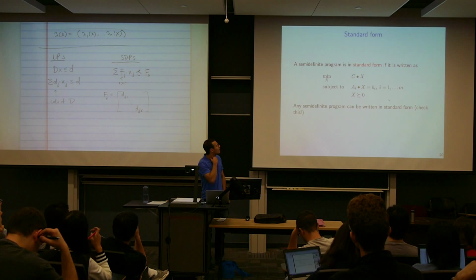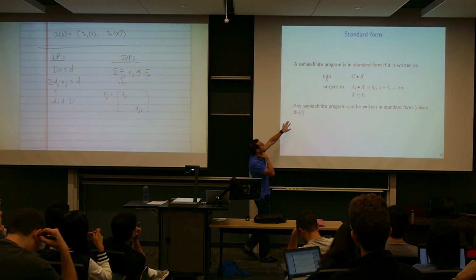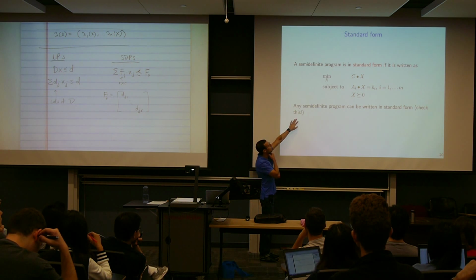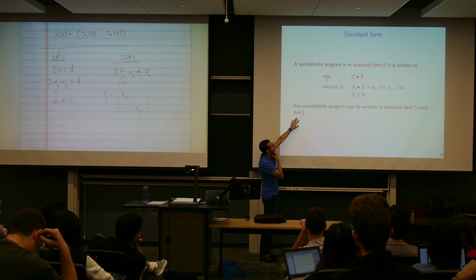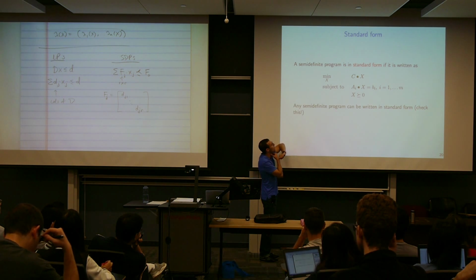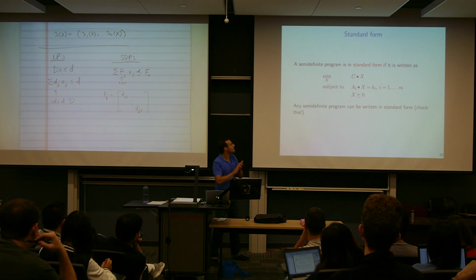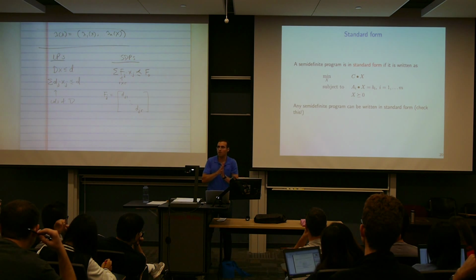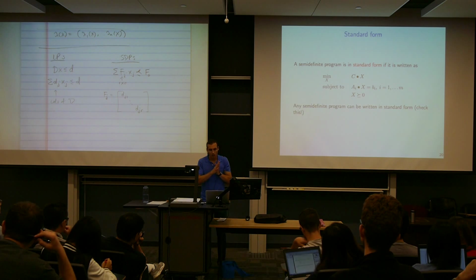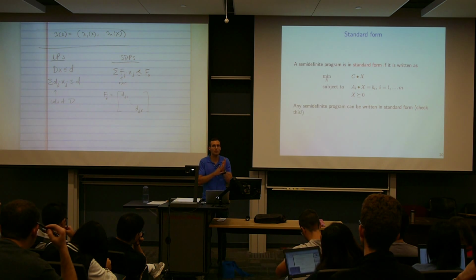So I'm thinking we might put this on the homework, or if we don't, then we may come back to it in a review or something like that. But I would start thinking about why any semi-definite program can be written in standard form. It may pop up on your homework. It's not as easy as introducing slack variables, but it's also not terribly hard.